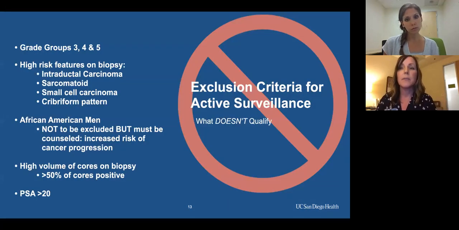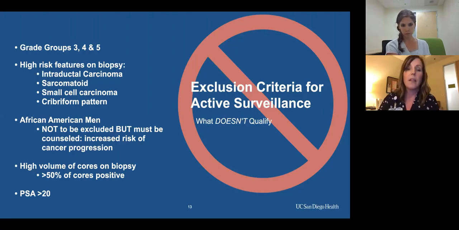There are definitely times when active surveillance is not appropriate. Briefly outlined here: grade groups 3, 4, and 5. You'll see grade group 3 is listed there, but it's also listed in the intermediate risk option. They're the gray zone. Those with high risk features on biopsy, namely intraductal carcinoma, sarcomatoid features, small cell carcinoma, and cribriform pattern. African American men, while they're not to be excluded from active surveillance, it is important to counsel them that they are at increased risk of cancer progression and therefore should be more rigorously monitored.